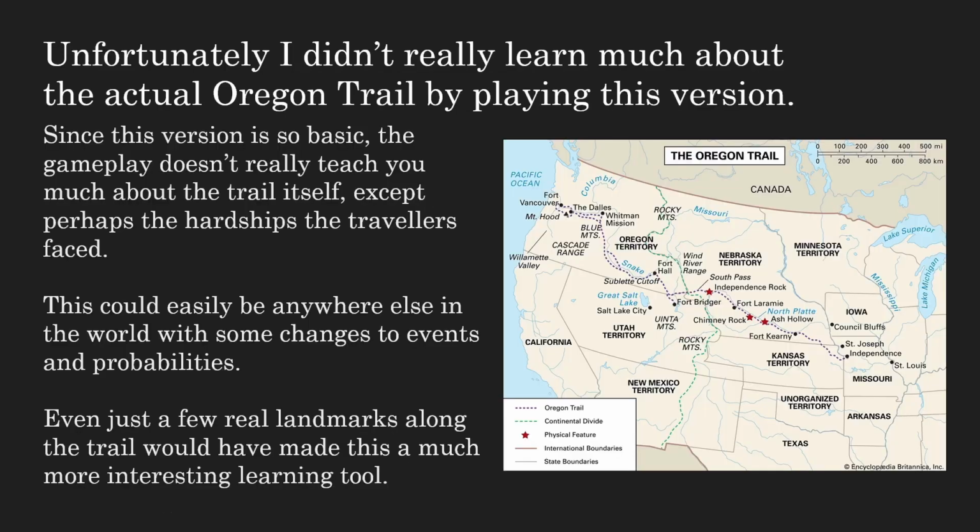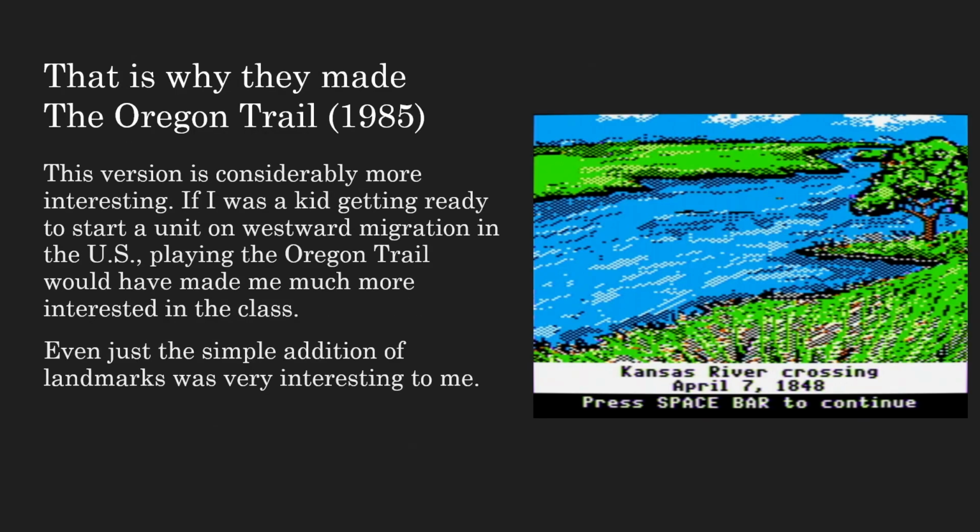Unfortunately, I didn't really learn much about the actual Oregon Trail by playing this version. Since this version is so basic, the gameplay doesn't really teach you much about the trail itself, except perhaps the hardships the travelers faced. This could easily be anywhere else in the world with some changes to events and probabilities. Even just a few real landmarks along the trail would have made this a much more interesting learning tool. So that's why they made an updated version of the game in 1985.